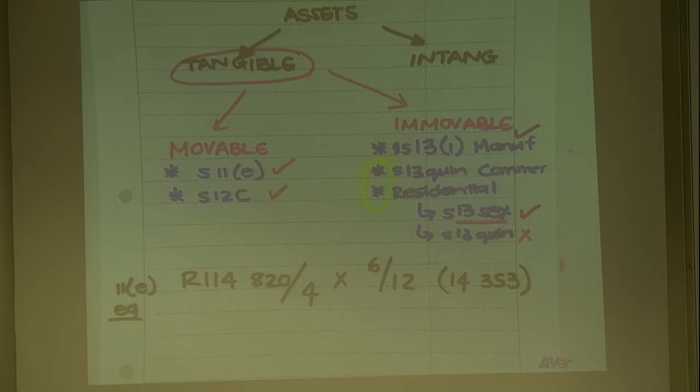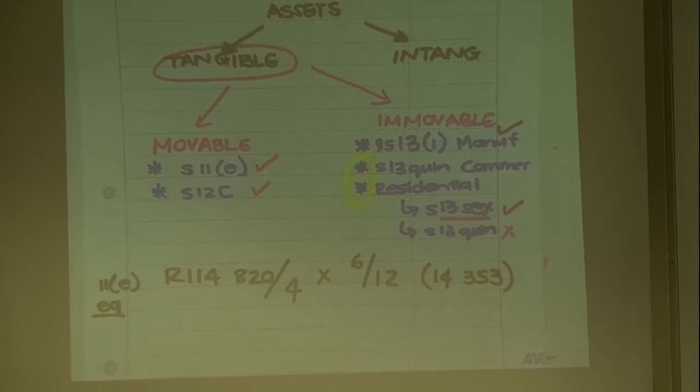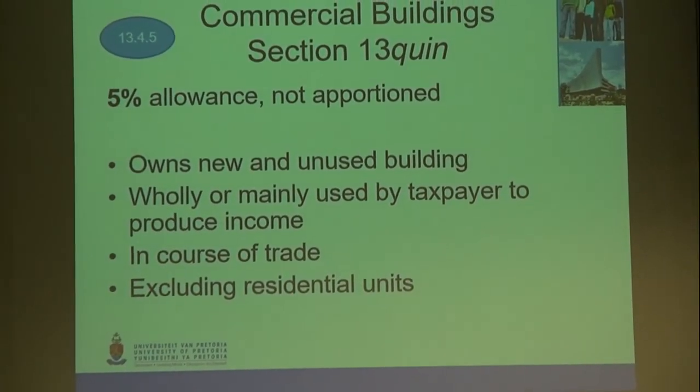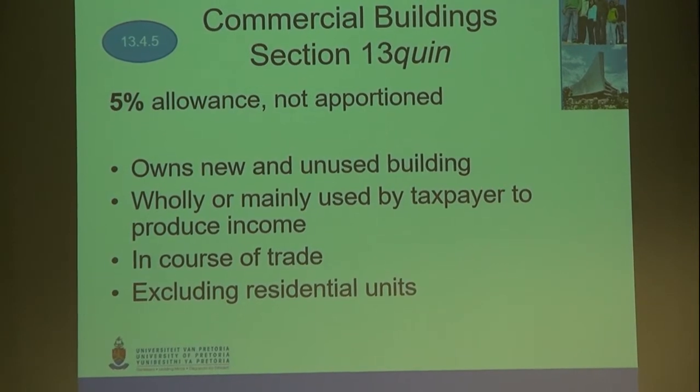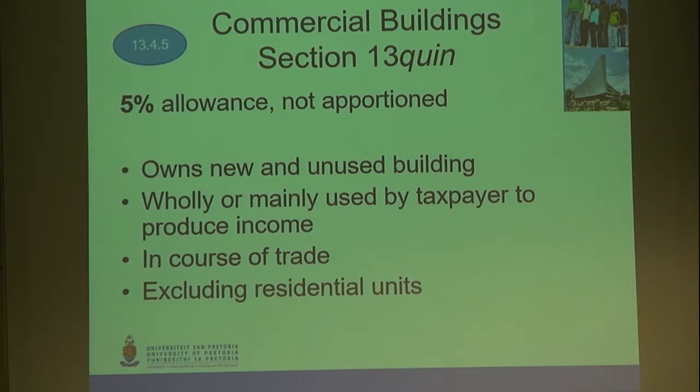Now, a commercial building is anything that you're using it for commercially. So it could be a shop, it could be an office, it could be a storeroom. Anything that you're using a building for commercially, you can claim under 13 Quin. Okay, but again, it has to be new and unused. Right, so it cannot be a second-hand building, must be new and unused. Okay, it must be used wholly or mainly to produce income, must be used in your trade. Okay, it doesn't give us a specific use, it just says it must be used in your trade, commercially, to produce income.